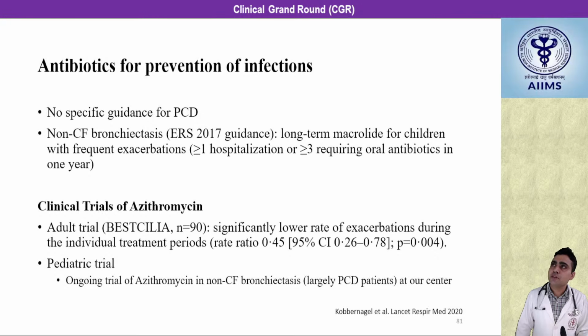Coming to antibiotics for prevention of infection, there is no specific guidance for PCD. In the ERS 2017 non-CF bronchiectasis guidelines, they recommend macrolides if there are frequent exacerbations. But in the pediatric age group, there are no clinical trials for PCD specifically. There is one adult trial where they showed that long-term azithromycin is associated with a decreased rate of exacerbation.